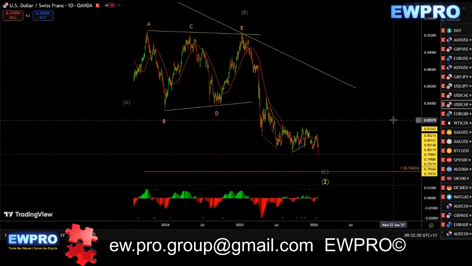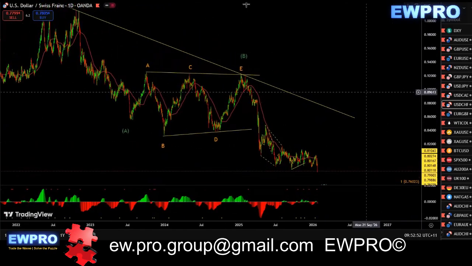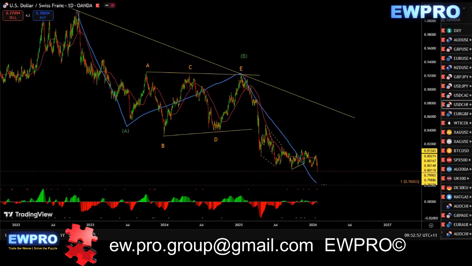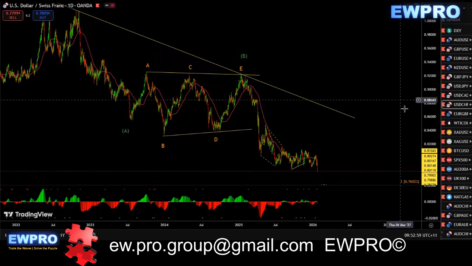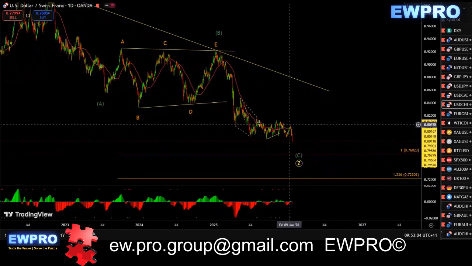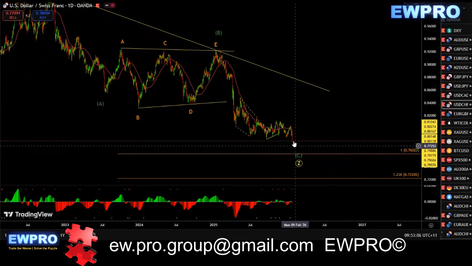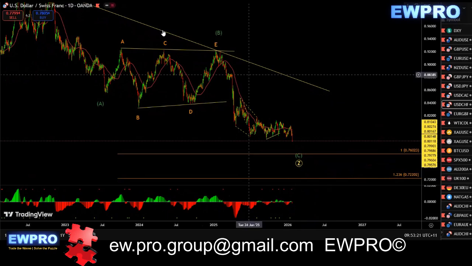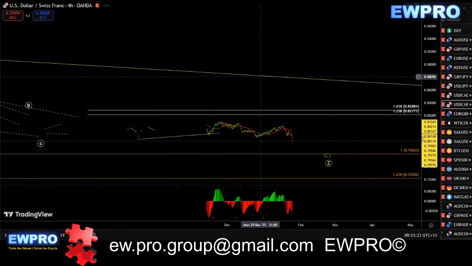USD Swiss franc, looking at this A, B, and a C down to the 100 fib there. I've been looking at all this as corrective, and we get more downside. Now the price has broken all the lows, so that's good. We're getting a lot more bullish divergence now, and I'm just waiting for a buy setup. I'm not really interested in the sells. I'm more interested in buys now, a longer term buy.